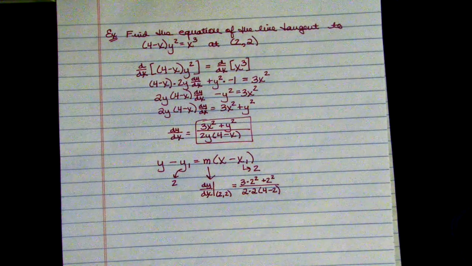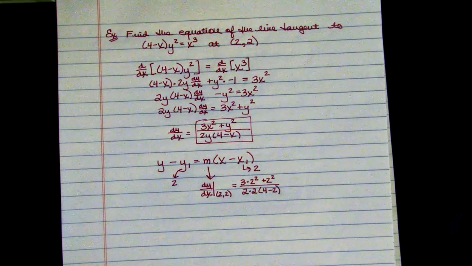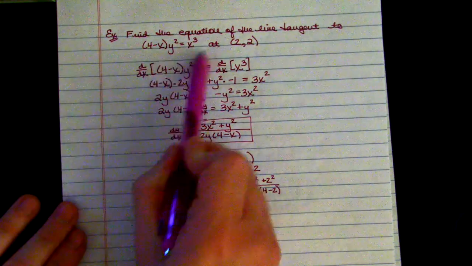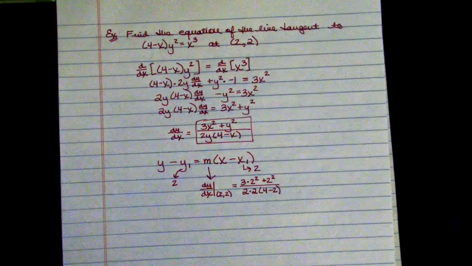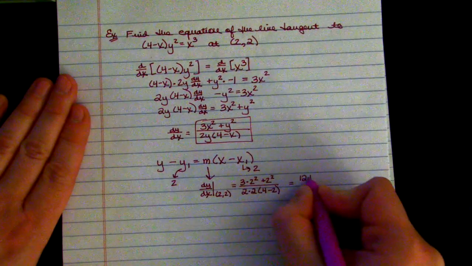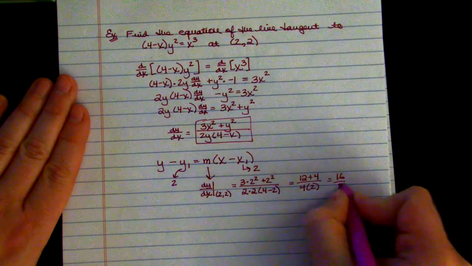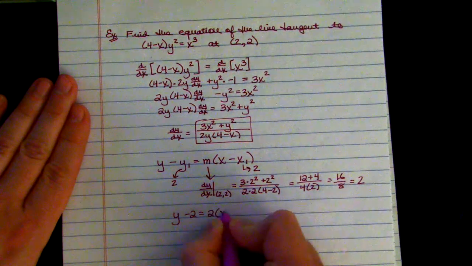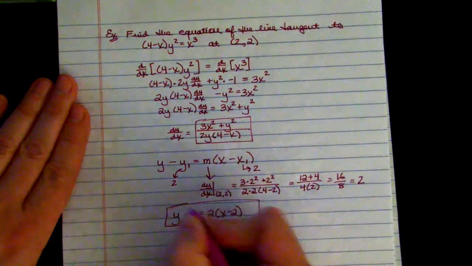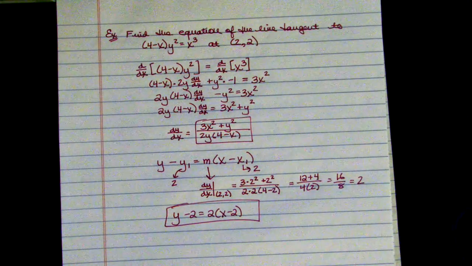Take a moment, pause, finish this up, get the equation of your tangent line, and when you're done, go to Desmos, graph that tangent line at the same time as graphing that implicit formula, and make sure it truly is tangent. So this is (12 plus 4) over (4 times 2). This is 16 over 8. Oh, wow. Everything is just a 2 in this problem. y minus 2 equals 2 times (x minus 2), which is hopefully what you got. And when you graphed that, hopefully you saw that it indeed was tangent to that formula you were given.